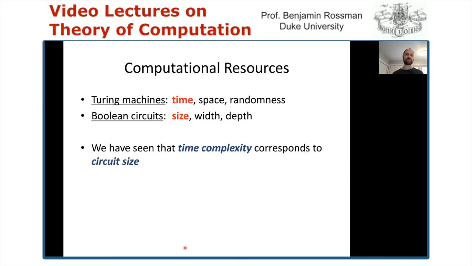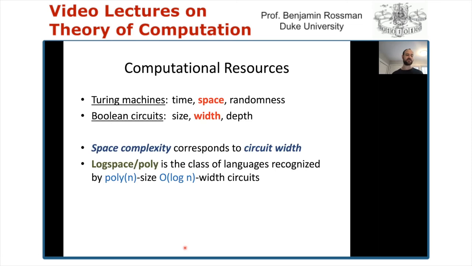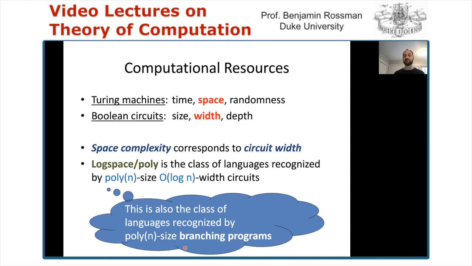And we saw that time complexity on Turing machines corresponds to circuit size. So space complexity turns out to correspond in a similar way to circuit width. And analogous to the definition of P/Poly, there's the class log space/Poly. And this turns out to be equivalent to the class of languages recognized by polynomial size log width circuits. Just to mention, many of the classes we study in circuit complexity turn out to have many different equivalent characterizations. In the case of log space/Poly, this is also the class of languages recognized by polynomial size branching programs. I'm not going to define branching programs, but if you've seen decision trees before, then branching programs are like a circuit version of decision trees.